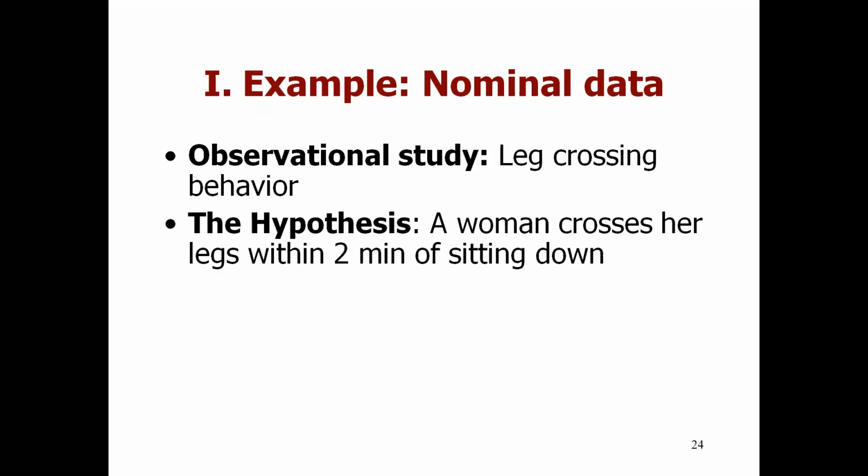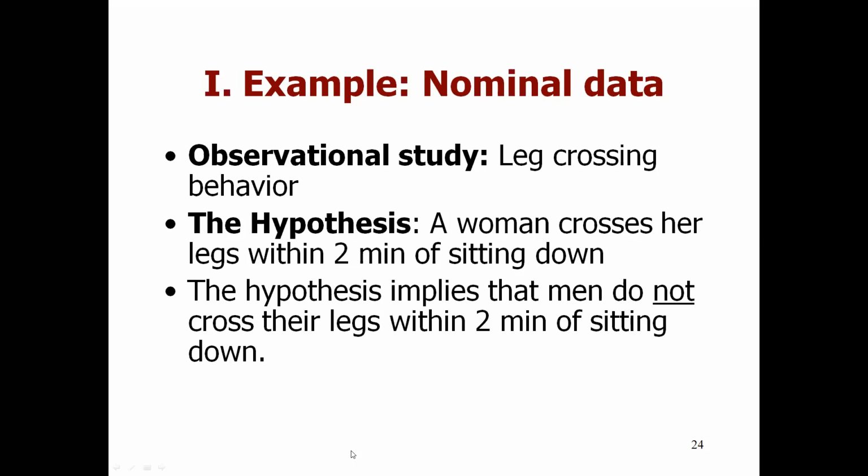So I'm sitting in the library or in the cafeteria or maybe on the subway car. And the moment I identify a participant, I start my stopwatch and I'm observing this person for 2 minutes and writing down whether that person crosses his or her legs within 2 minutes. And of course, I'm also looking at the predictive variable, which is gender, right?